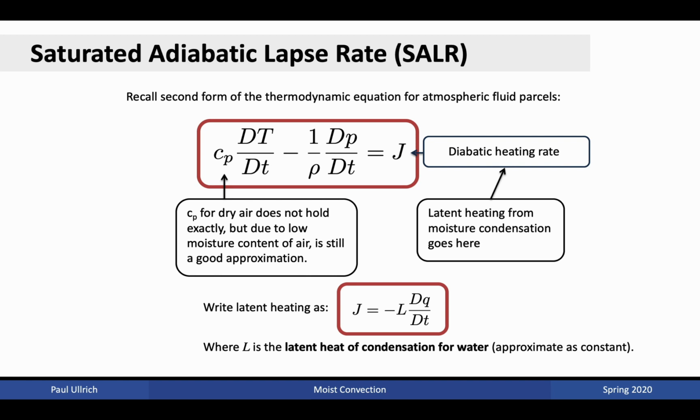Note that here, and through the remainder of this lecture and our theoretical derivation, we will be approximating Cp and L as constant, although in reality they are dependent on environmental conditions.